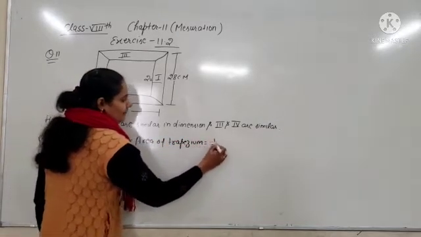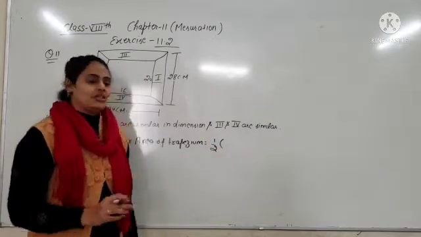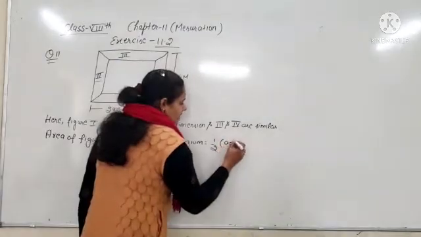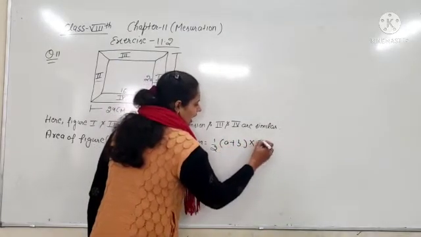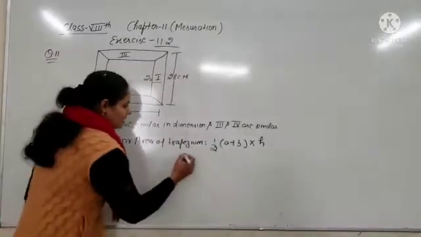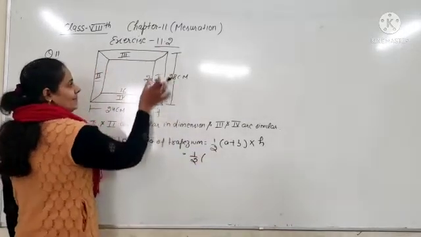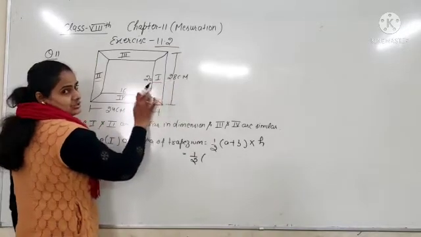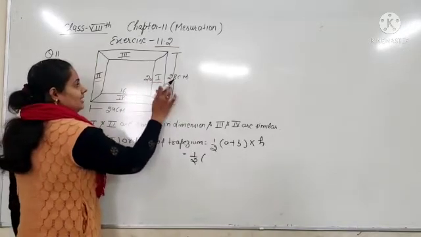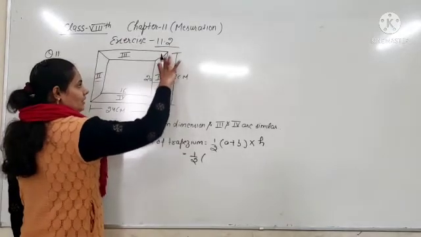will be 1 by 2 into, what will be the area of trapezium? 1 by 2 into sum of parallel sides, so a plus b, into height, or distance between the sides. Okay. So 1 by 2 into (a plus b), sum of parallel sides. This is a trapezium, so this one and this one, these two sides are parallel. So what is the length of this side? This one is 20 and this one is 28.